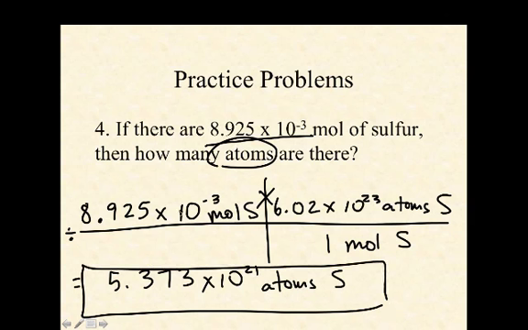And notice this is not very many moles. It's 10 to the minus 3, so that's like millimoles, but it's still a lot of atoms. That's pretty typical. There's a lot of atoms. Atoms are super tiny, right?